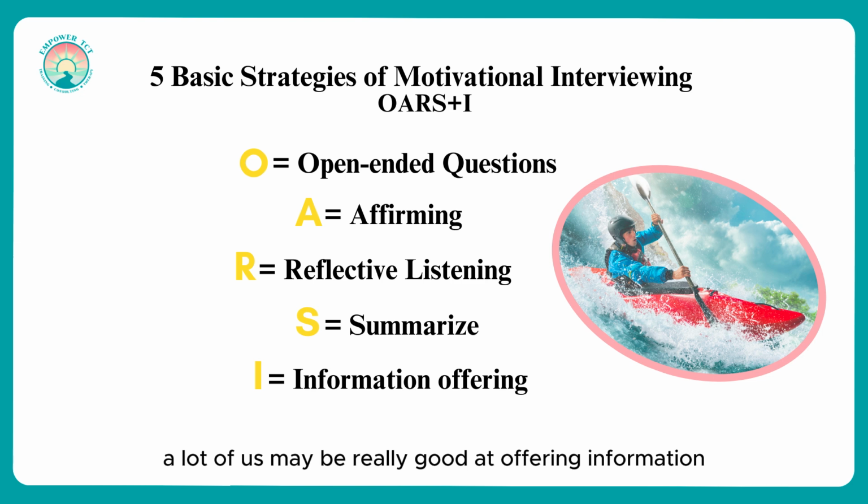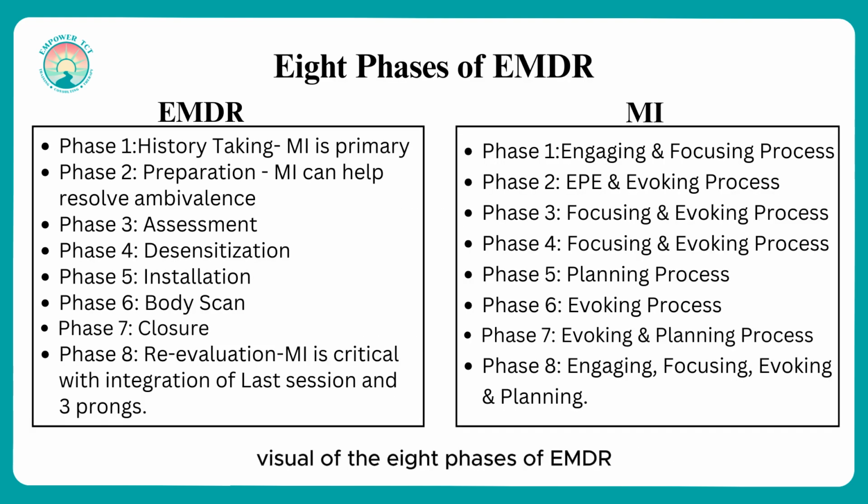A lot of us may be really good at offering information, but what you will learn here is how to do it in an MI adherent way, so that the client actually receives the information and is more likely to do something with it. So here, what I've done is just given you a little visual of the 8 phases of EMDR. With phase 1, history taking and target planning, motivational interviewing is going to be primary. And in terms of processes, what you're doing here is working on engaging and the focusing process.